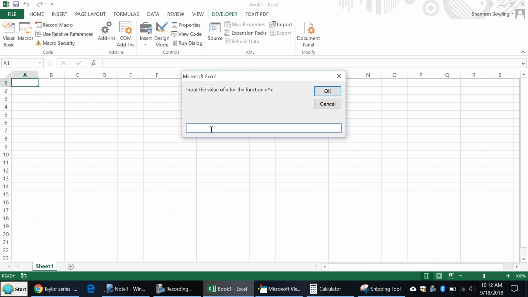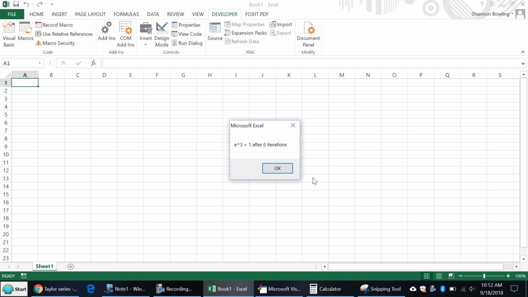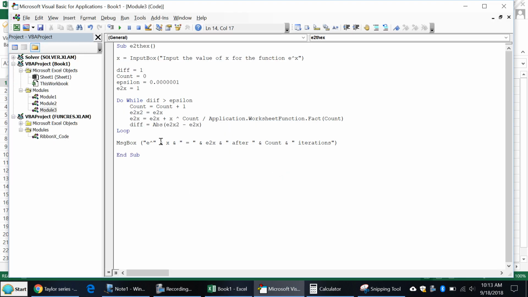So let's pick a number. Input the value of x with the function e to the x. So let's pick 3. And what this says is something's wrong. E cubed is equal to 1 after... Okay, so I've got a problem here. Yep, that'll do it every time. There you go. Let's try it now.